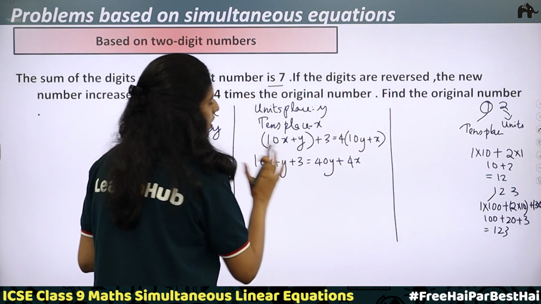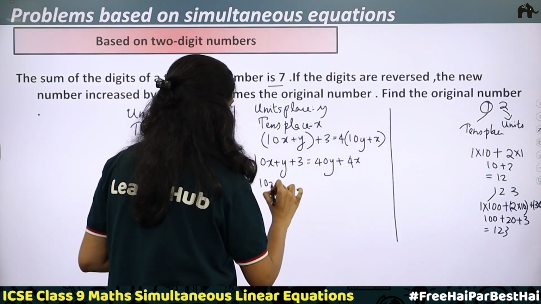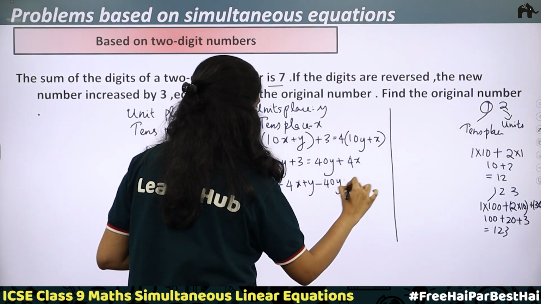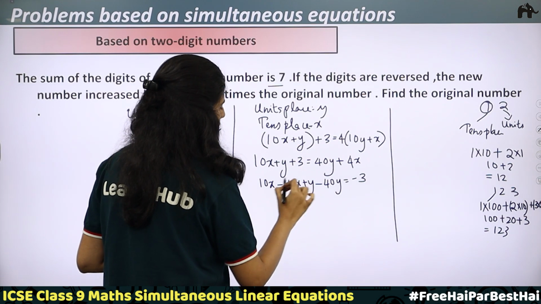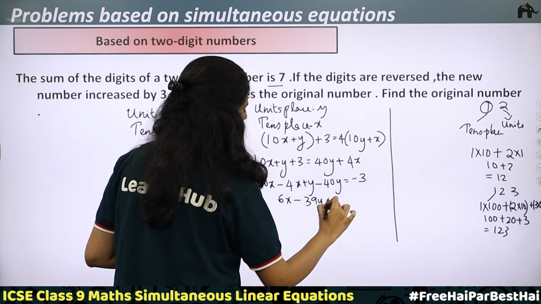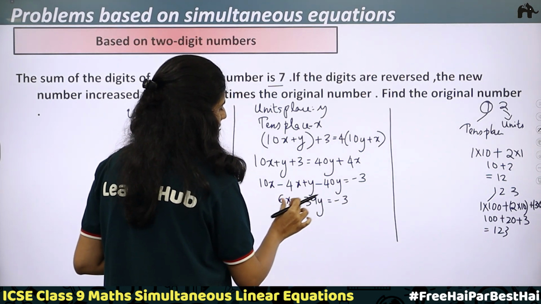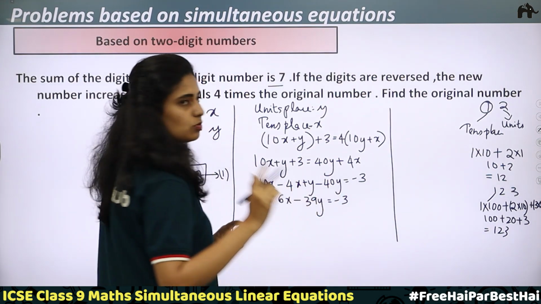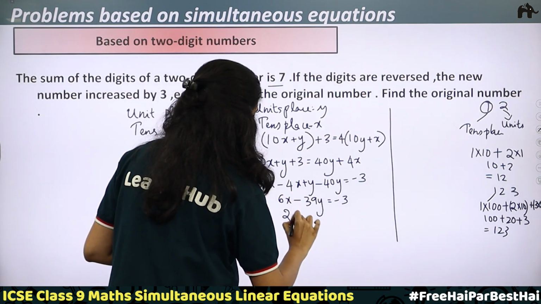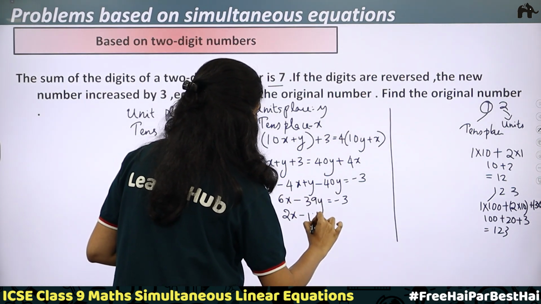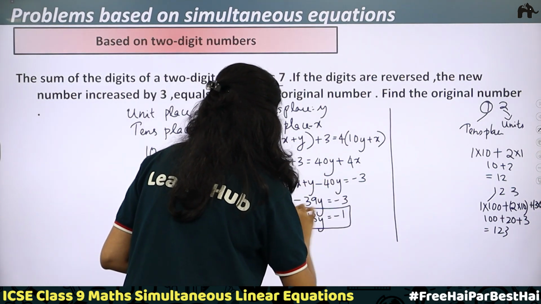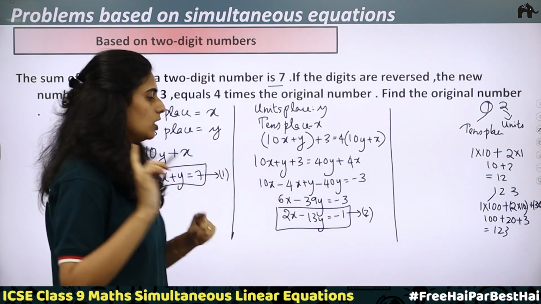Okay. Now taking all the variables to one side, 10x minus 4x plus y minus 40y is equal to minus 3. So 10x minus 4x is 6x, minus 39y is equal to minus 3. 6x, 39y, 3. So what is common? You can see 3 is common. So dividing throughout with 3, you will get 2x minus 13y is equal to minus 1. So this is your second equation. So from these two equations, you can find the values of x and y.